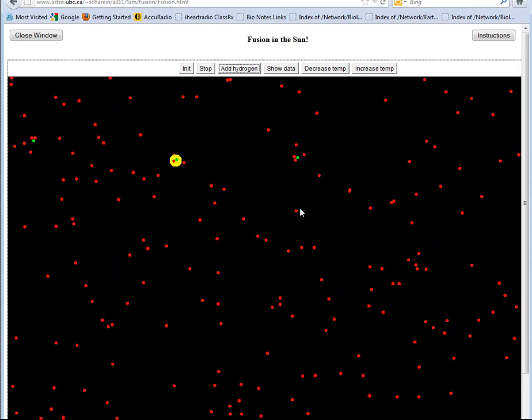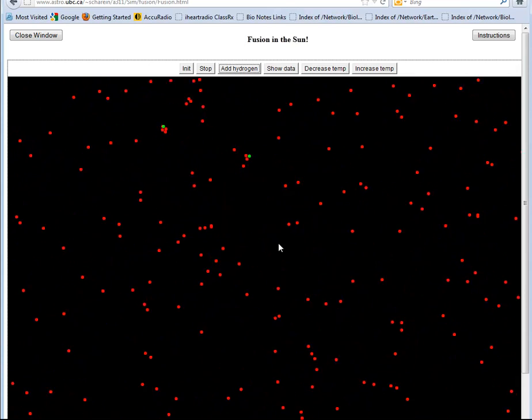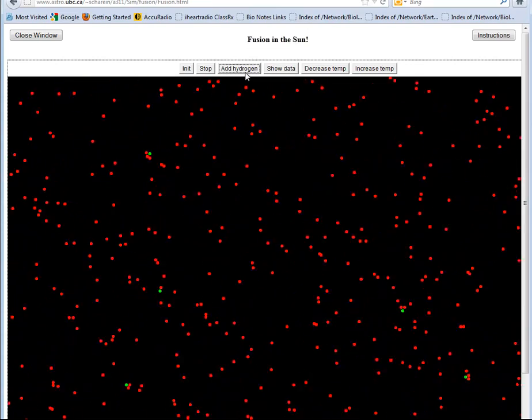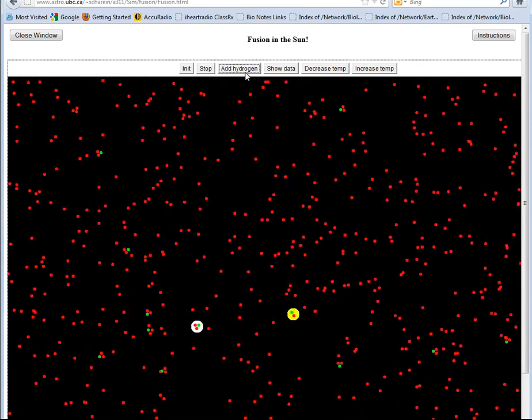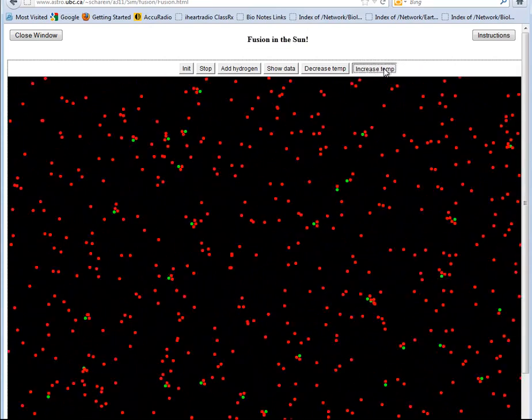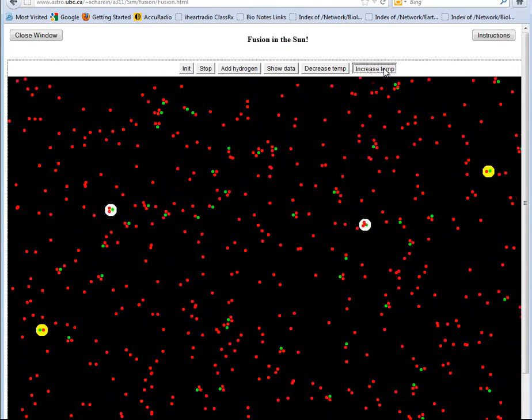There's a third one. Have another one go right there, and we keep adding more and more hydrogen, more and more fuel, we can get more and more fusion. And if you don't like that, you can actually increase the temperature. And as the temperature goes up, we get more and more fusion.